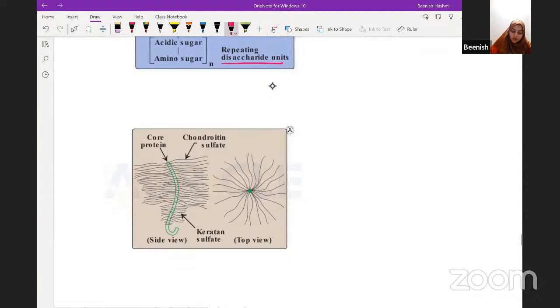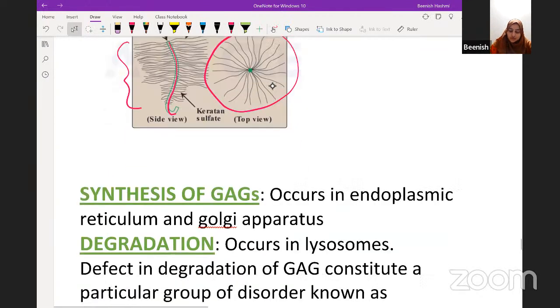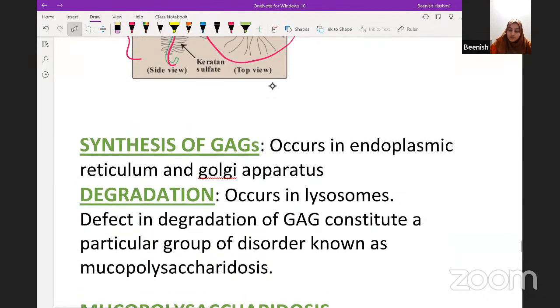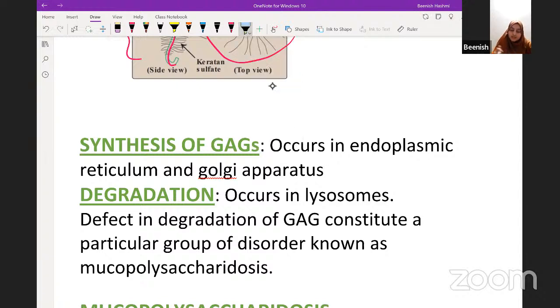So this is how your proteoglycans look, giving it a bottle brush appearance. The core protein, and from the core protein, the GAGs are sticking out as you can see, and repelling each other, erect, because of the negative charges that they have. Now, synthesis of GAGs occurs in the endoplasmic reticulum and Golgi apparatus. Degradation takes place in the lysosome.